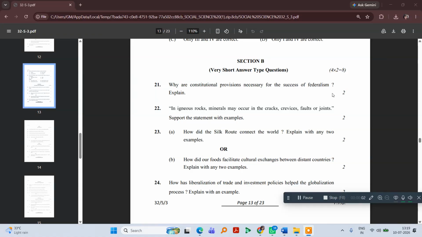Hello everyone, I am going to discuss the answers of section C. These are very short answer type questions. Each question carries 2 marks. So let me start discussing the answers of section B.